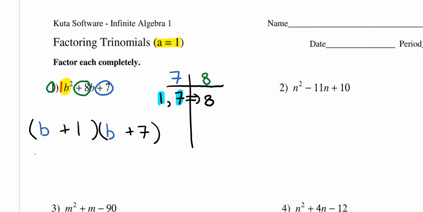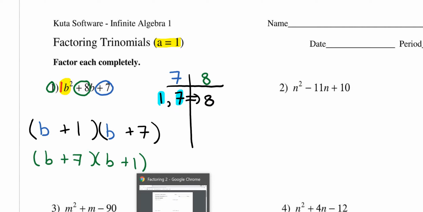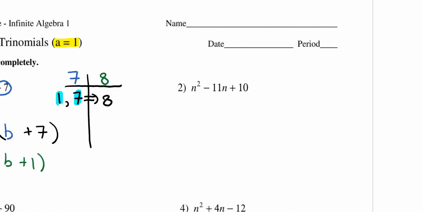The order does not matter, so if you want to write b plus 7 times b plus 1, that's also correct. The order doesn't matter when you're multiplying those two terms. Okay, let's move on to the second question here.